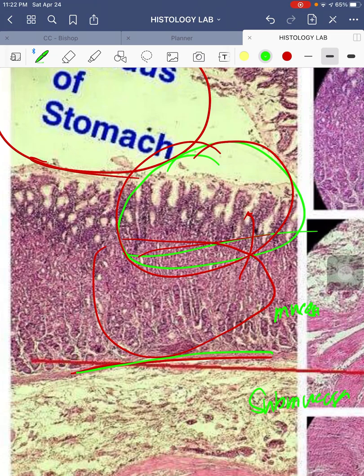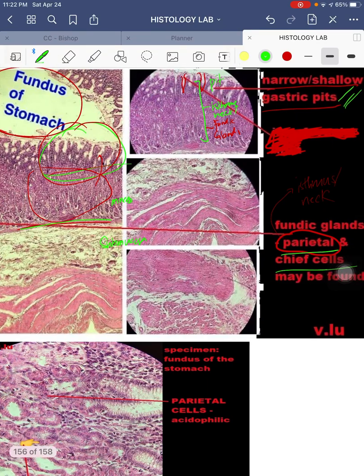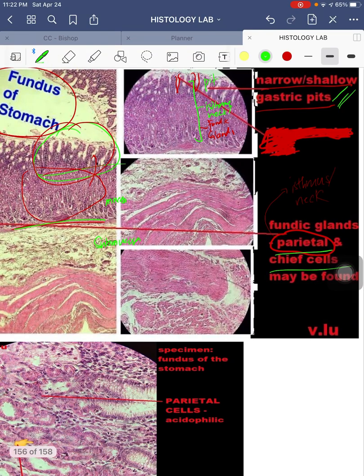Okay, let's just keep it simple. I hope this is still simple from what I'm narrating now. So now that we've covered one important feature, that they have more shallow or narrow pits, we will focus on the cells you can find in the fundus of the stomach.